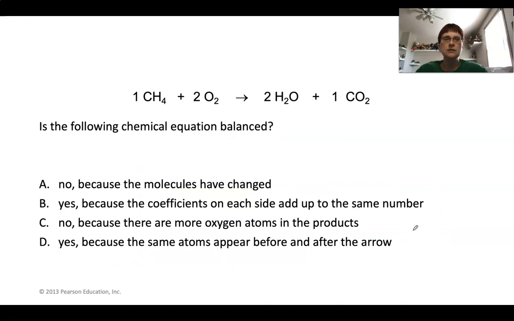So here is a question for you. Is this balanced? And you should be able to answer that one because this is actually the chemical equation that we just looked at a little bit ago in this video. This is the methane, oxygen, water, carbon dioxide equation. And the answer is yes, right? The same atoms appear before and after the arrow, right? We've got the same number of them.